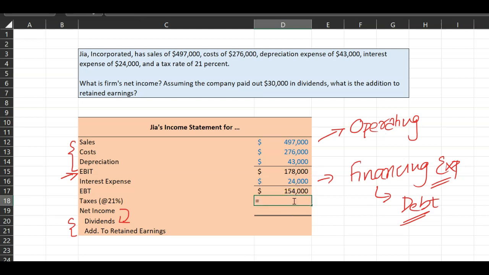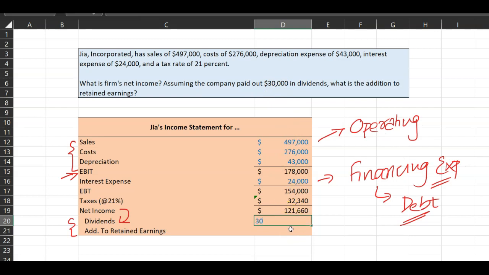Taxes are 21% of this. So now you can say equal to 0.21, which is 21%, times $154,000. This is your taxes. This is your tax liability. So what you are able to take home, which is net income, is just this number minus this number right here. Now we are told that the company paid out $30,000 in dividends.